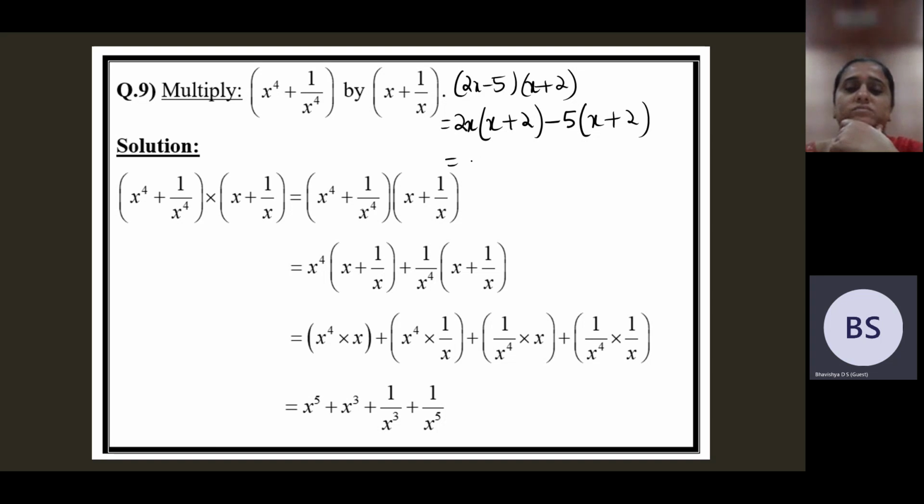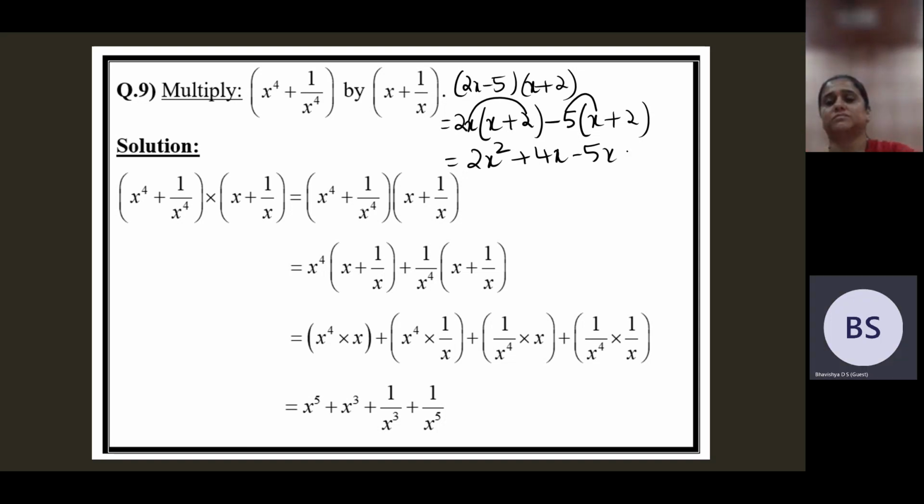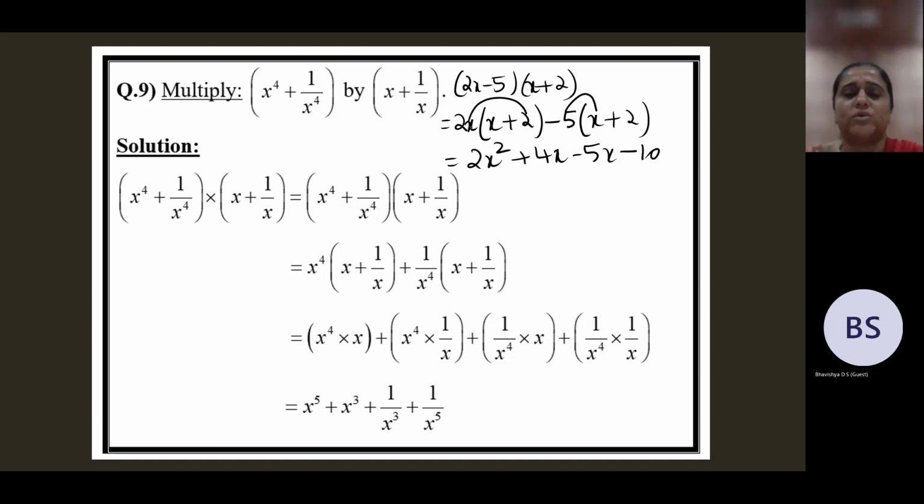Ma'am, 2x into x is 2x power 2, ma'am. Plus 2x into 2 is 4x, ma'am. Then minus 5x, minus 5 into 2, minus 10, ma'am. Same thing. Whatever you did here.